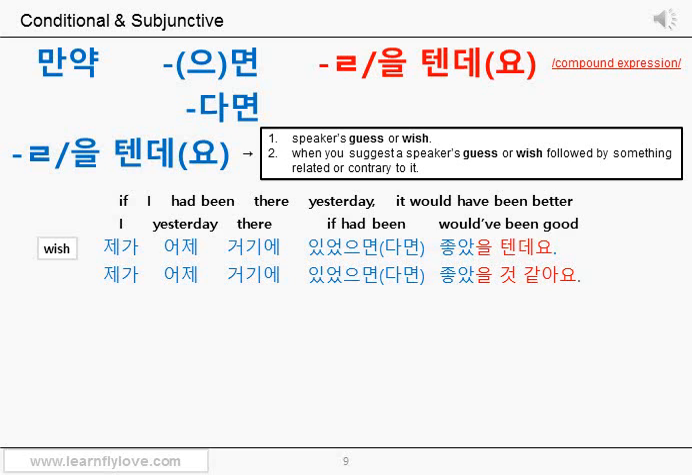제가 어제 거기에 있었으면 좋았을 것 같아요. Let's take a closer look at 좋았을 것 같아요 part. This time we used 을 것 같아요. 좋았을 것 같아요 can also sound like it would have been good.